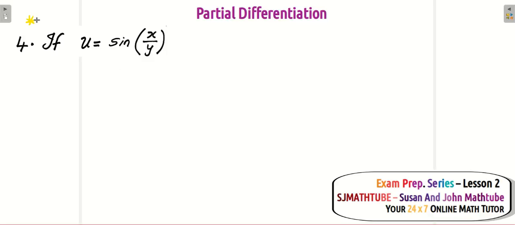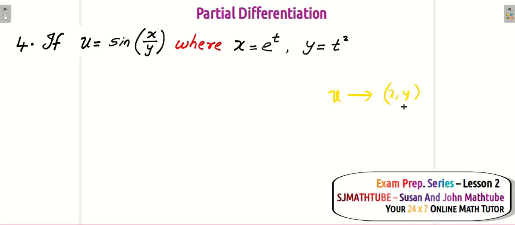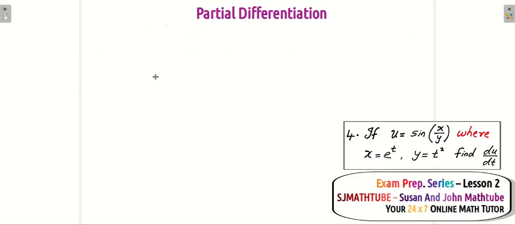So let's say u is equal to sine x by y, and x is given by e to the power t and y is given by t square. So we can draw the picture. U is in terms of x and y, and x and y are in terms of t. So I have to complete the question. We are going to find du by dt. Let's put the question over here and then the graph.